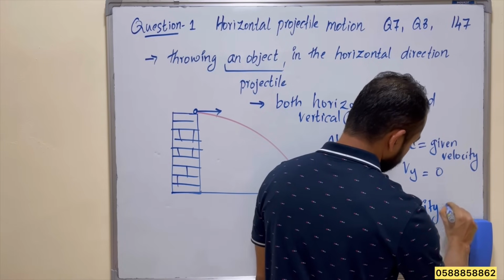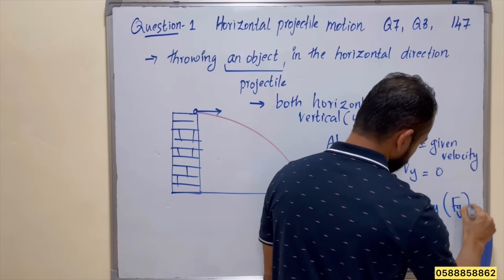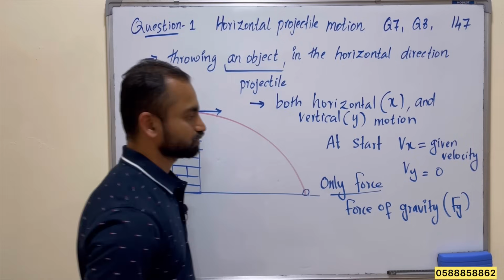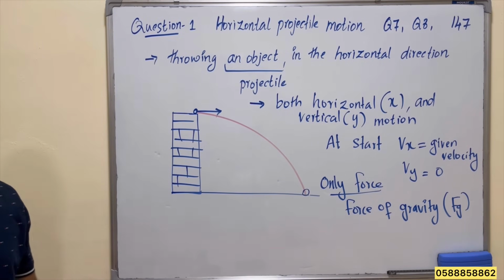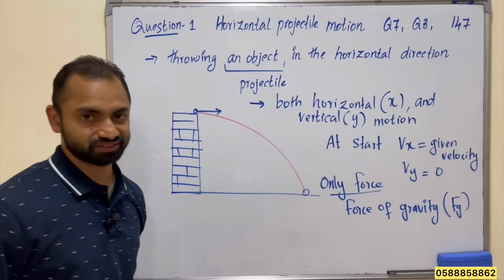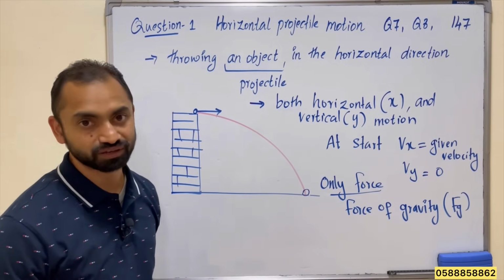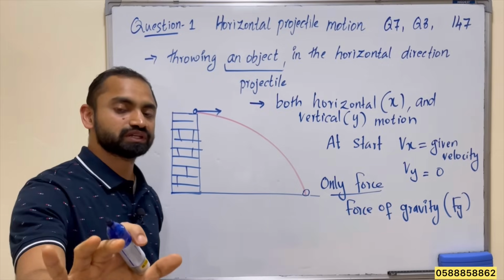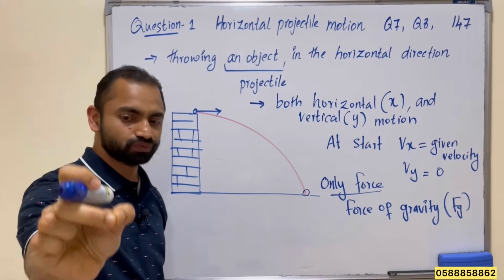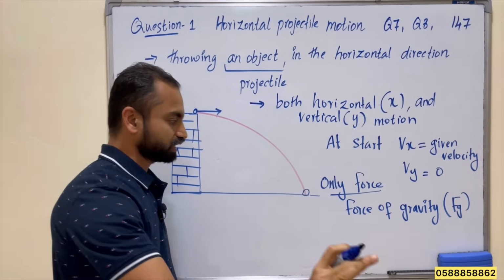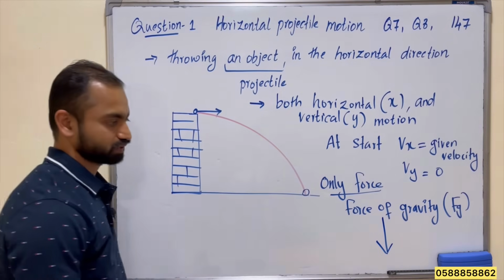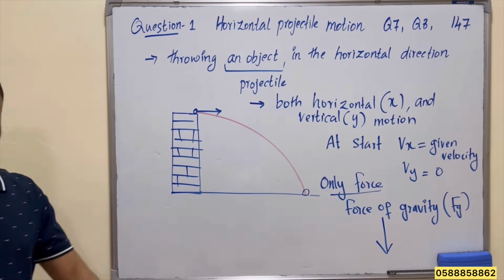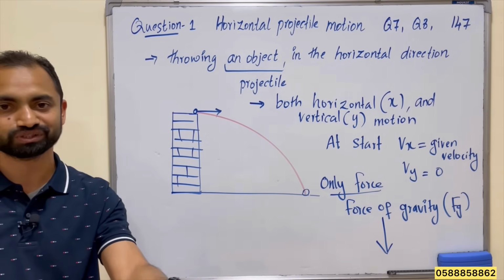Force of gravity I will represent by Fg. Force of gravity is the only force acting on the projectile. What is the direction of force of gravity? Upward? Never. Force of gravity will always act vertically downwards. The direction of force of gravity is always downwards. So there is only one force acting on the projectile.